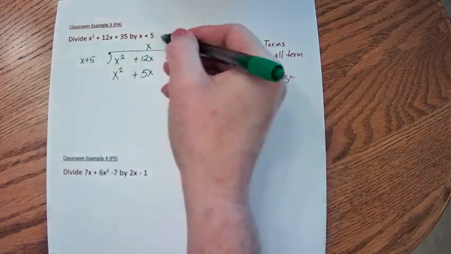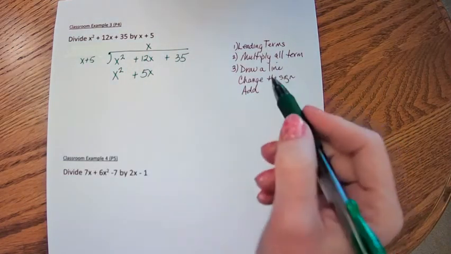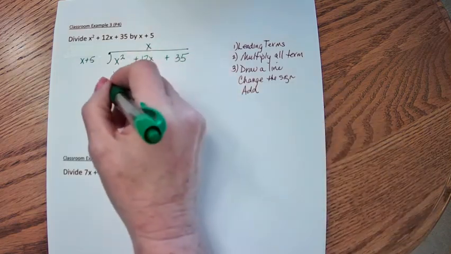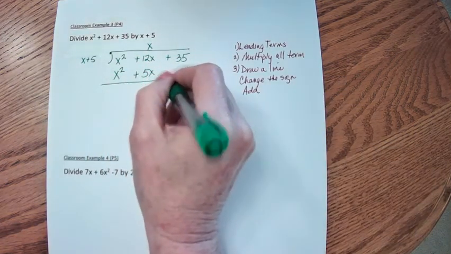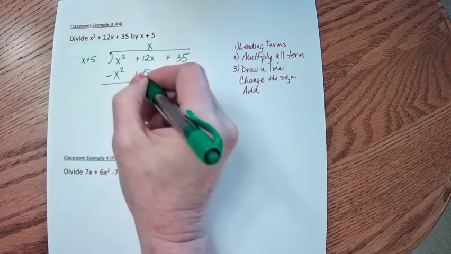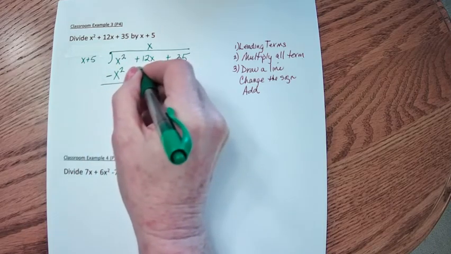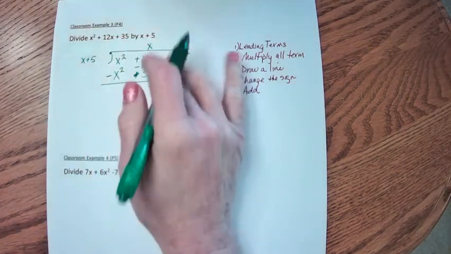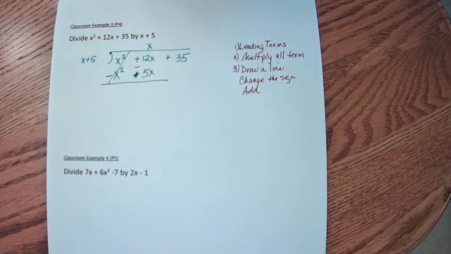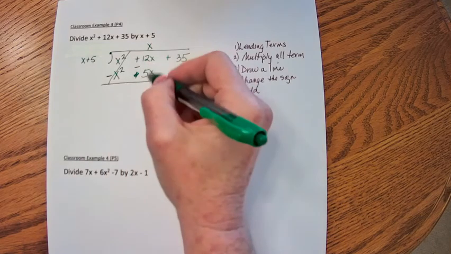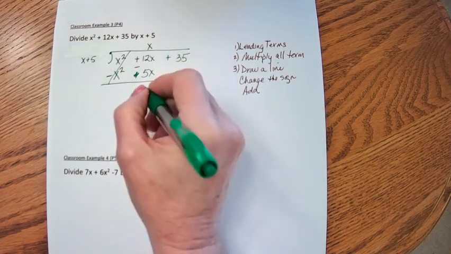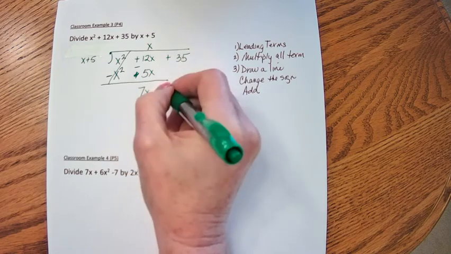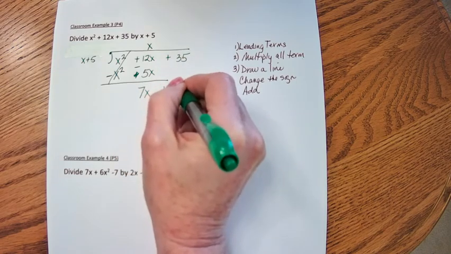Multiply all the terms by the number you put up here. Draw a line, change the signs, and add. Draw a line. This was positive, it's going to become negative. This was positive, it's going to become negative. Then you're going to add vertically. These should cancel. They should always cancel. If they haven't, you've done something wrong. And now, what is 12x minus 5x? That's going to be 7x, and bring down the next term.